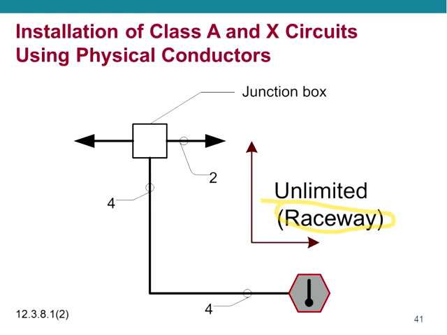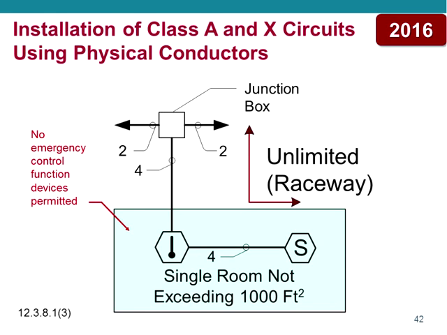Now the next exception is an unlimited drop, but only in raceway. And it doesn't say to how many to a single appliance. So raceway drop is unlimited to a single device or appliance. And then the exception that actually changed was we have a single room not exceeding 1,000 square feet. I have an unlimited drop in raceway only, but the change was I cannot put any emergency control function interface devices on this drop.